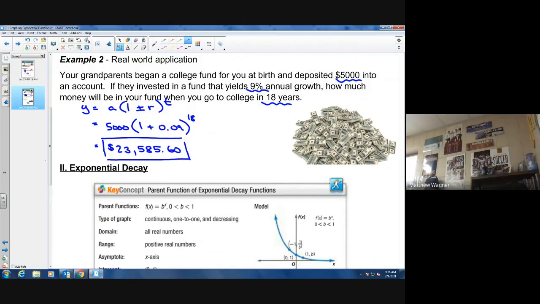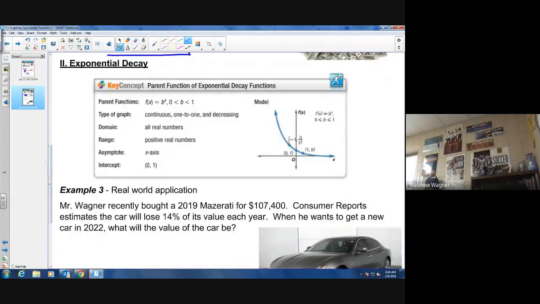You can imagine how if you had $500,000 to invest, what it would grow to in 18 years. So hopefully you're getting that idea in your head that if you start with a little, it can become a lot. If you start with a lot, it becomes a heck of a lot over time. That's the power of exponential growth. Decay is going to be the same thing, except our graph moves towards our asymptote. Keep in mind with exponential decay functions, the base is going to be between 0 and 1 instead of greater than 1.